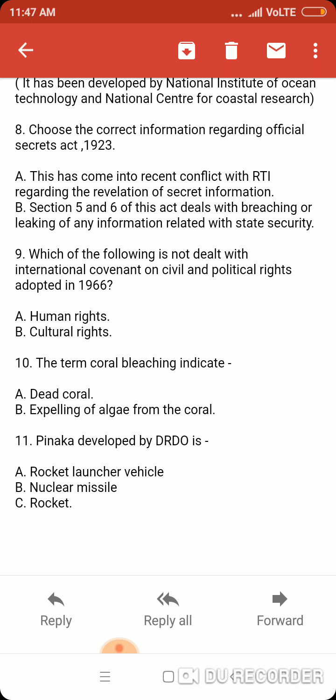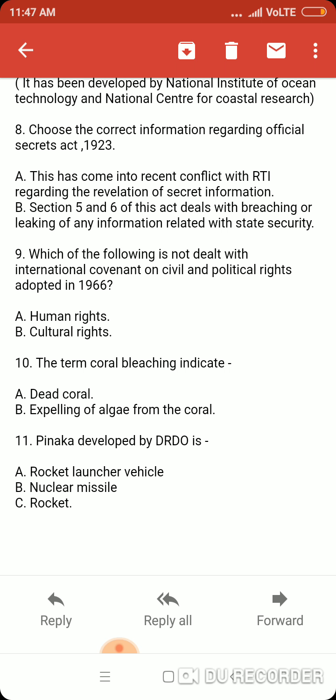Correct. Question number 9. Which of the following is not dealt with by the International Covenant on Civil and Political Rights adopted in 1966? Though the covenant is very old, quite archaic, it has recently come into the news in various contexts. That's why it might be important for you. It includes both human rights and cultural rights.